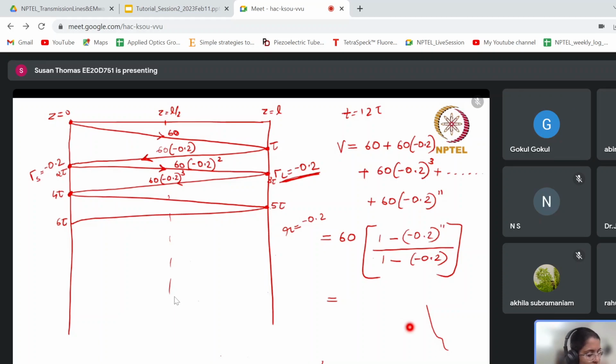Okay, so you see that the reflection coefficient at the load end is minus 0.2 and also at the source end is minus 0.2. So when it goes from z equal to 0 to tau, it is 60. Once it is reflected, it becomes 60 into minus 0.2. Again, there is a reflection here, so the second reflection coefficient is just multiplied. So 60 into minus 0.2 the whole square. Is that okay, ma'am?